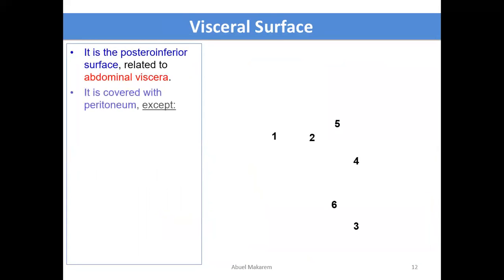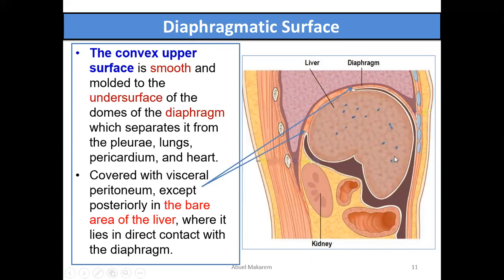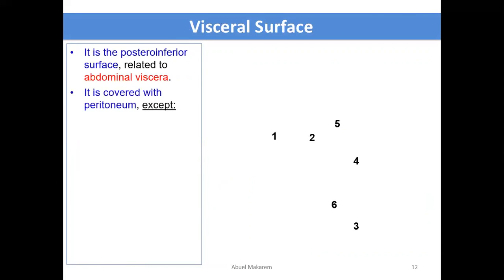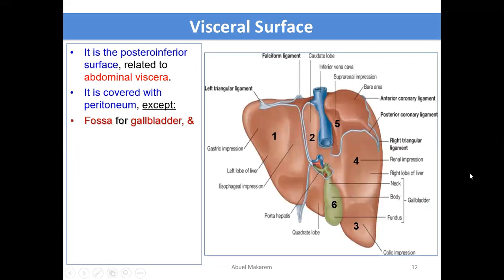Now coming to the visceral surface. Okay, it is the posterior inferior surface, as we saw before. So this is called the visceral surface, which is in contact with the viscera or the organs of the abdomen. So it is the posterior inferior surface related to the abdominal viscera or the organs. It is covered by peritoneum except for the fossa of the gallbladder. This whole area is the visceral surface. This whole thing is covered by the peritoneum except the fossa of the gallbladder, where the gallbladder is present.